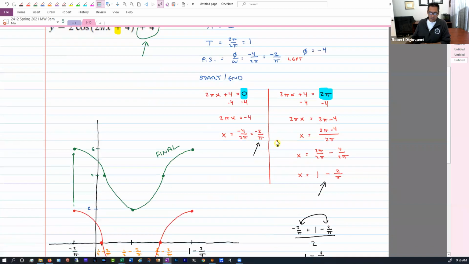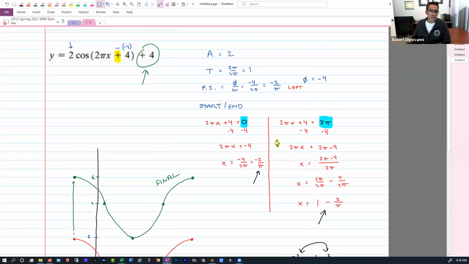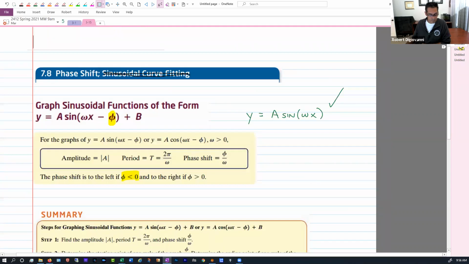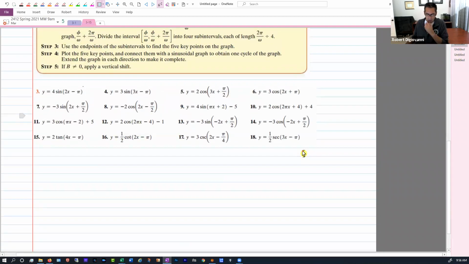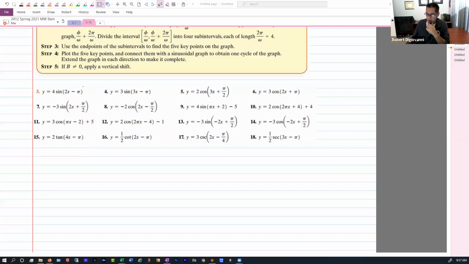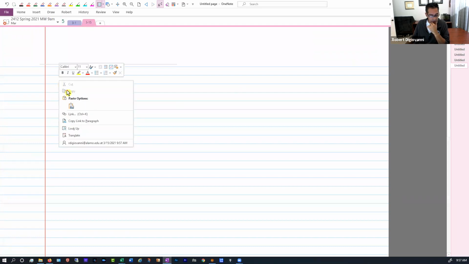Okay. Is this good? Shall we try another? Let's do one that has tangent in it. How about that? So we haven't talked about this yet, right? How would we do a tangent?